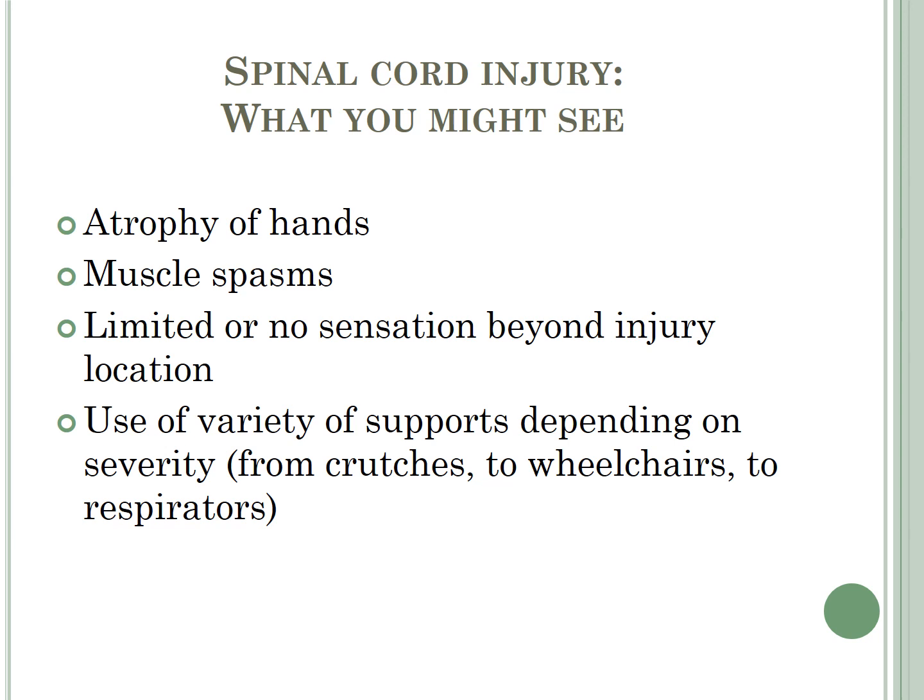What you might see with a spinal cord injury is atrophy of the hands. You might see muscle spasms. There may be limited or no sensation beyond the injury location. And the person is going to need to use a variety of supports depending on how severe their disability, anywhere from crutches to wheelchairs to respirators.